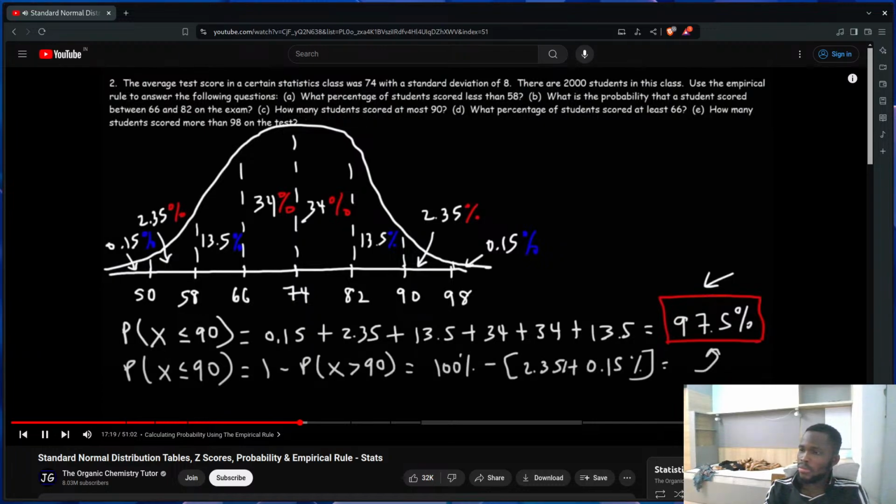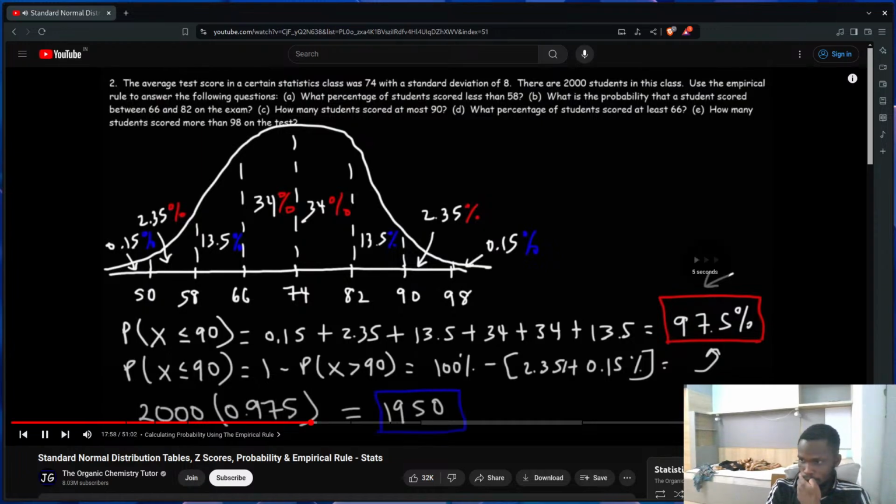So we're looking for the number of students. Because part C asks us how many students scored at most 90, we're looking for the number of students. And there are 2,000 students in this class. So we need to determine what is 97.5% of 2,000.